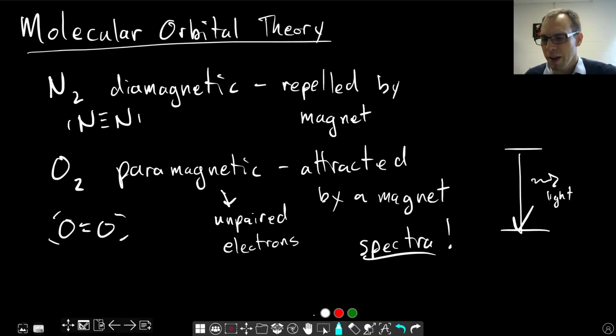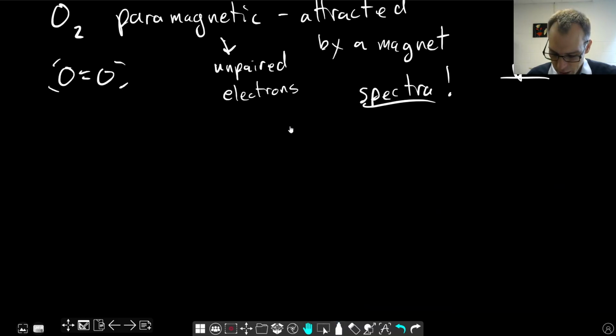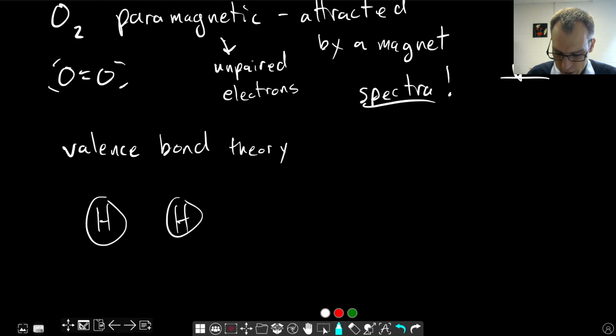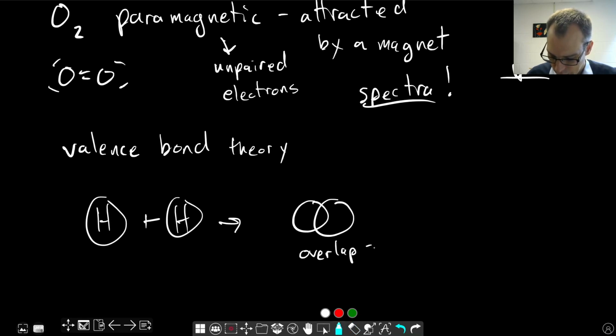But what's different here? In valence bond theory, we're thinking about everything in terms of atomic orbitals that then overlap to form bonds. So we're thinking about hybrid orbitals on, say, a carbon atom, or let's keep it simple, hydrogen atoms, right? So we have our 1s orbitals. If we put them close together, they're going to overlap, and this overlap between the orbitals is what we call a bond.